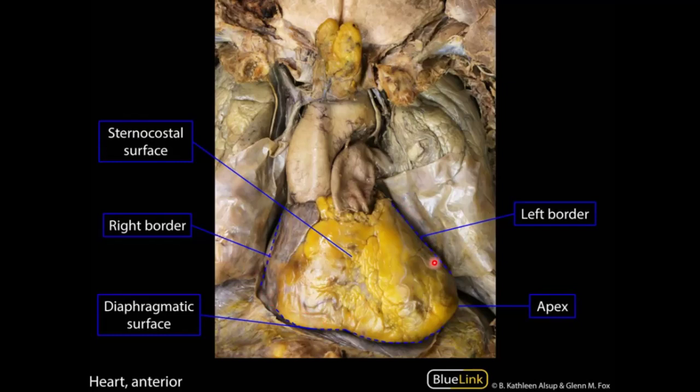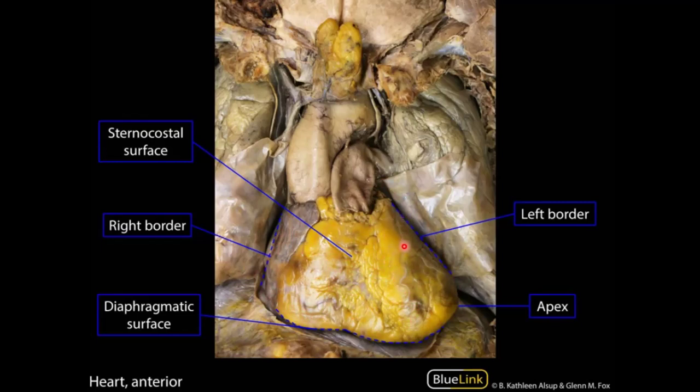Then you have the left border over there, which is mainly formed by the left ventricle, but also the left auricle contributes. Okay, so this is the sternocostal surface, and you can see it is majorly formed by the right ventricle, which is that, and also the right atrium and the left ventricle. And then you can see at that point they are not so well demarcated because of this epicardial fat.